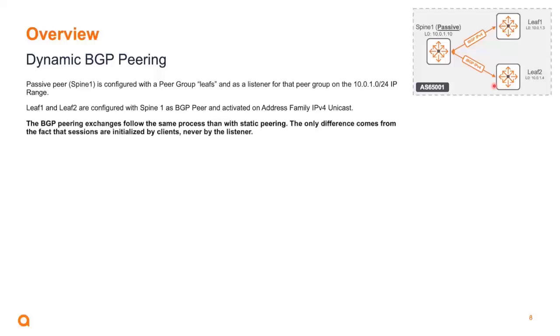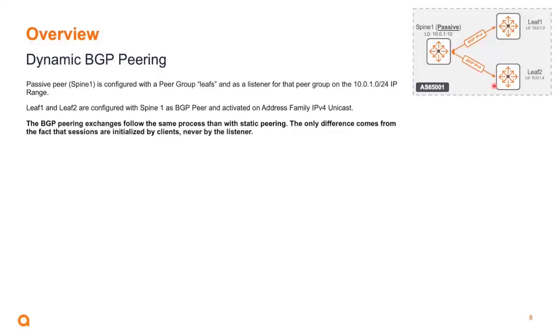One important thing to remember is the fact that dynamic BGP peering follows the exact same process as with a legacy static neighbor or legacy static peer group in terms of exchanges. There are only two differences. You don't need to configure the listener as passive for a given peer group because it is automatically done in the backend.